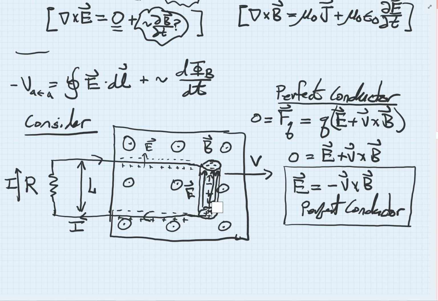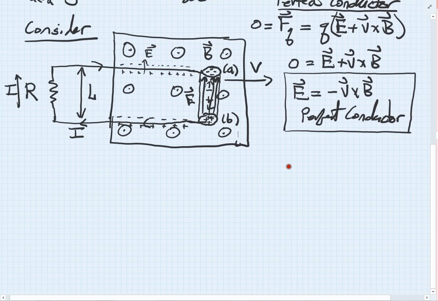So I'm going to consider 2 points around here on my battery. A is the minus side, and B is the positive side. And so the effective EMF of this battery system is going to be, of course, just the usual formula. It's going to be the voltage due to that electric field from A to B. And we know how to calculate that. That's minus the integral from A to B of the electric field dot dl.